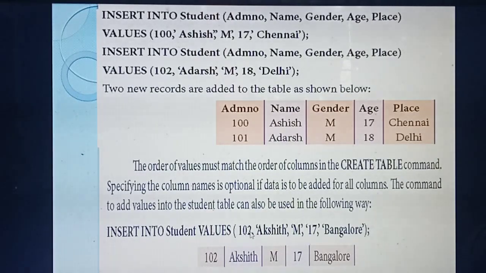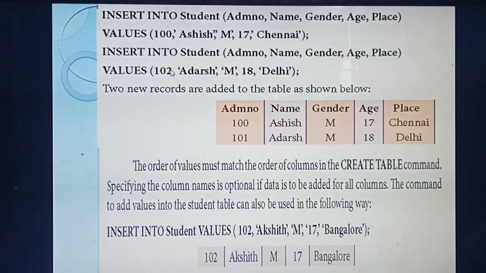102 Akshit M17 Bangalore. So by using this command also you can enter the values. See the output. What row are you entering now? 102 Akshit M17 Bangalore. So in this example, please change it. Here, insert into, don't change. Here 101 only is correct. But here you need to change, because the next row also has 102, no? So first, change 102 to 101.